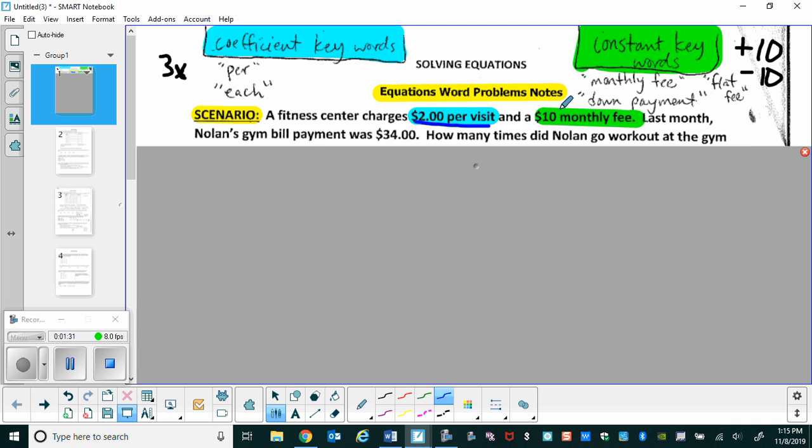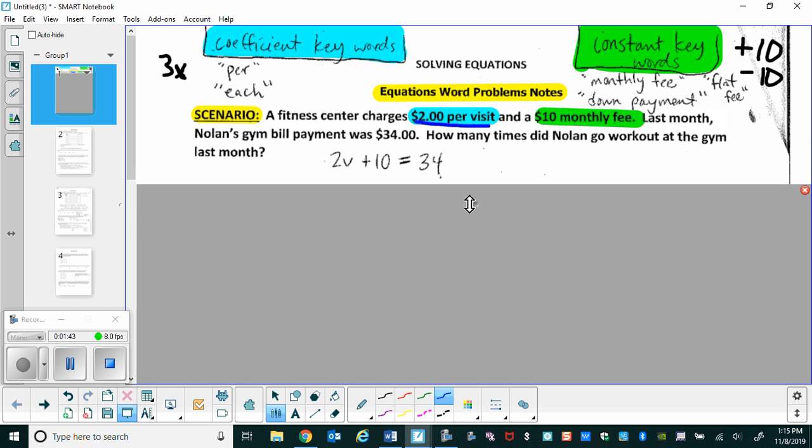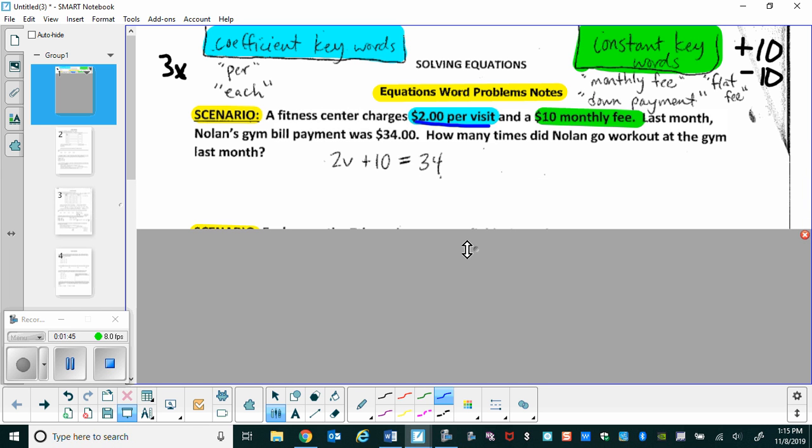Now, last month, Nolan's gym bill payment was $34. So last month, he paid the gym $34. We want to figure out how many times he went to work out at the gym last month. So the first thing we're going to do is generate an equation to go along with this. We've got that it's $2 for each visit, so $2 per class you take. And then it's going to be a $10 monthly fee no matter what. And Nolan spent a total of $34.